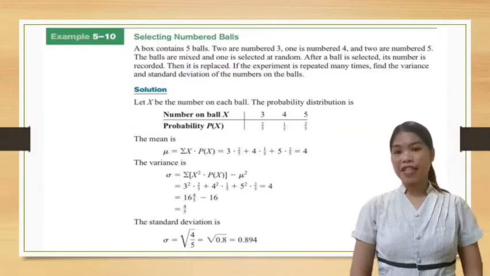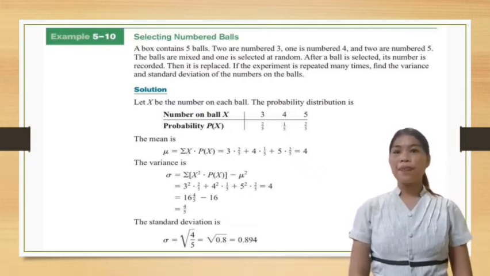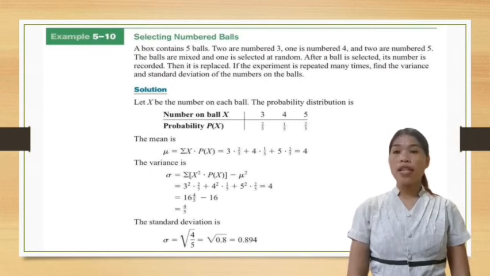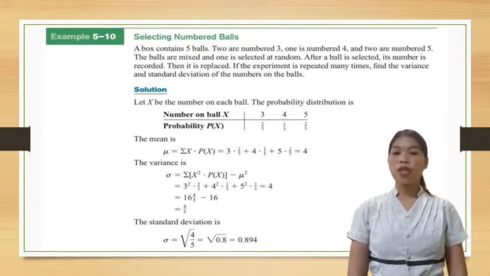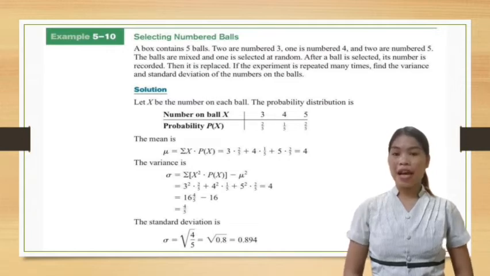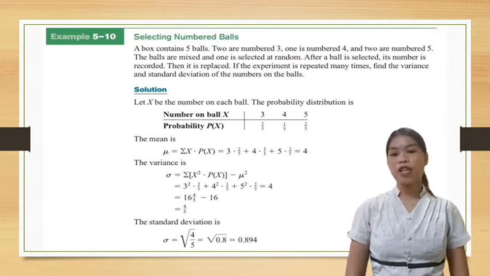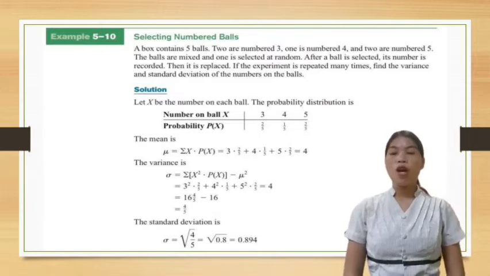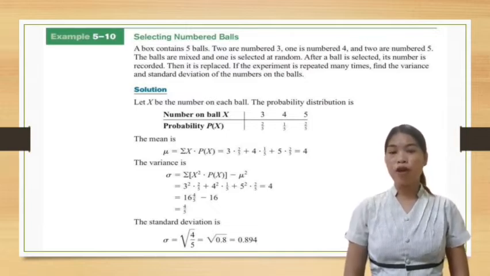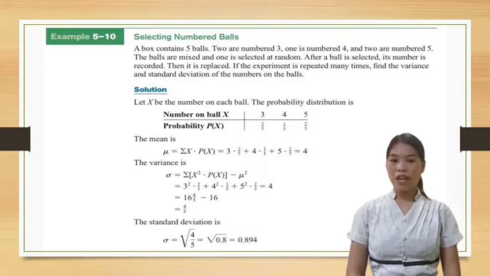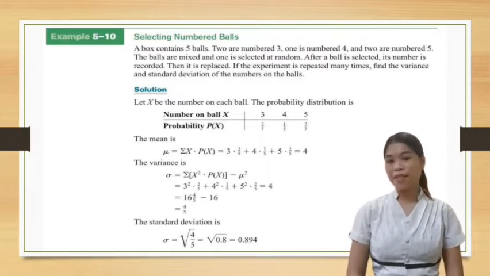Let's have another example. A box contains 5 balls, 2 numbered 3, 1 is numbered 4, and 2 are numbered 5. The balls are mixed and 1 is selected at random. After a ball is selected, its number is recorded. Then it is replaced. If the experiment is repeated many times, find the variance and standard deviation of the numbers on the balls. So, the probability distribution is the number of the ball, possible outcomes 3, 4, 5. So, these are the numbers on the balls.